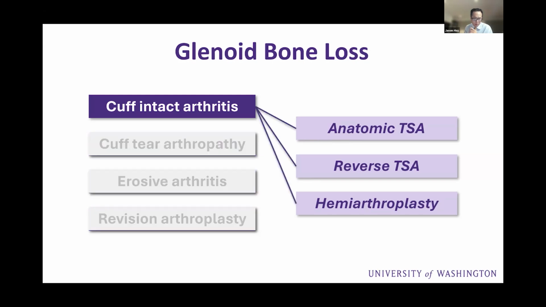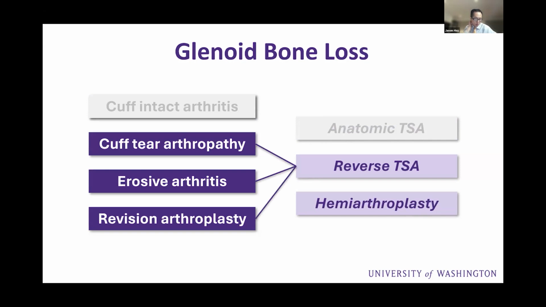So for cuff intact arthritis, hemiarthroplasty, particularly the Ream and Run, is an option for patients that place high demands on their shoulders, but that's a whole other grand rounds. We're going to be focusing mainly on anatomic and reverse arthroplasty, mostly about the challenges in terms of fixation with those two types.